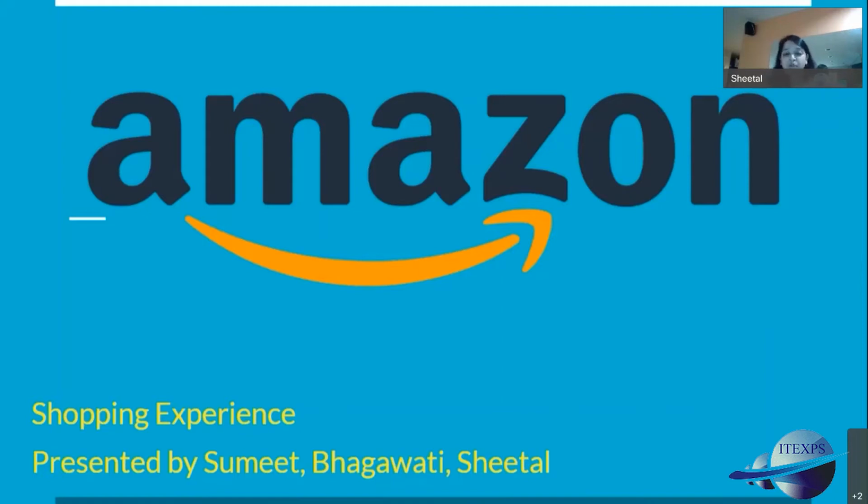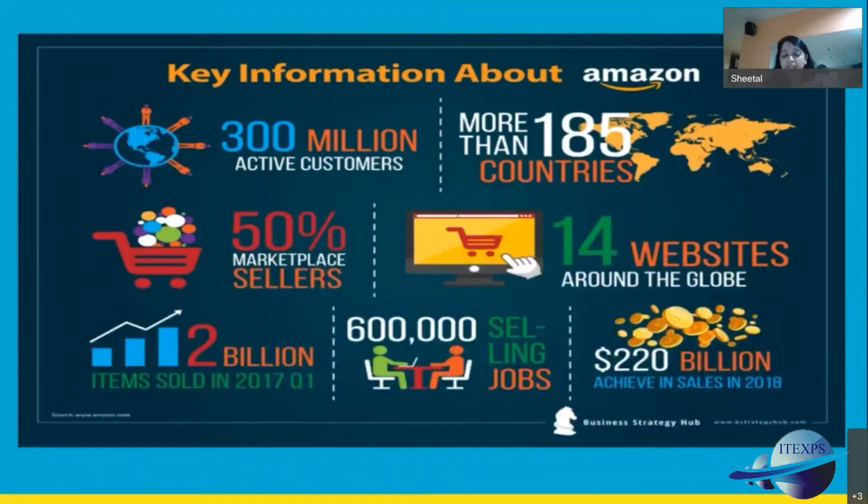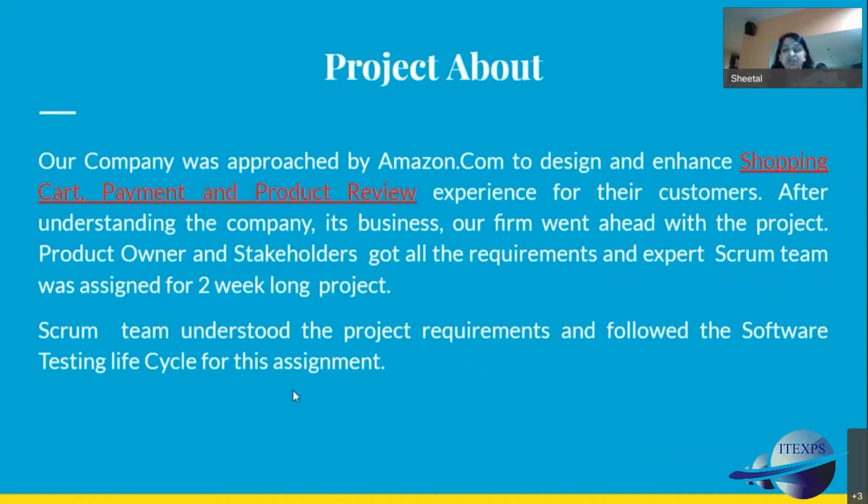For Amazon, we actually just developed some test cases. Just some basic information about Amazon. First of all, we all know that Amazon is global, and its presence is in more than 185 countries. It has 14 websites around the globe, more than 300 million active users, and more than 2 billion items sold each year.